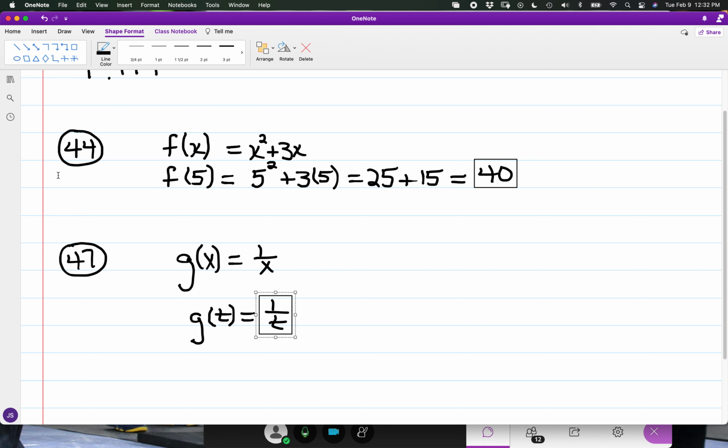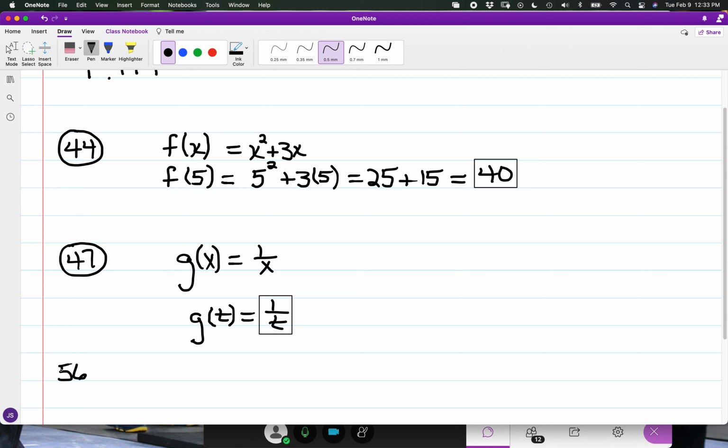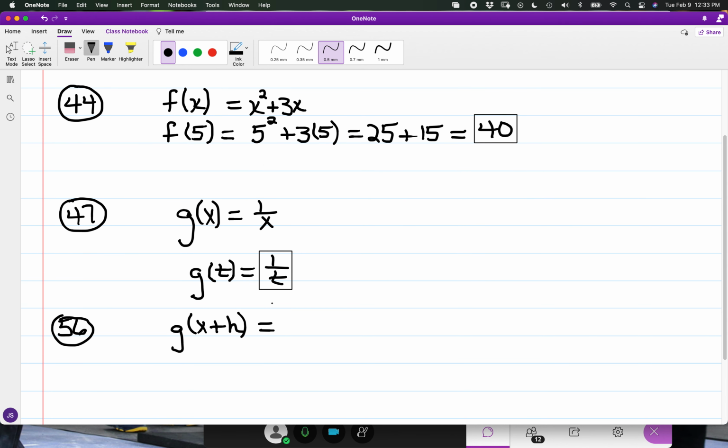And in the case of 56, still working with the function g of x equal to 1 over x, we have g of x plus h. And guess what, we're still looking at the function g of x. So we have g of the input is equal to 1 over the input, and just changing the input from x to x plus h, the output is just going to be 1 over x plus h.